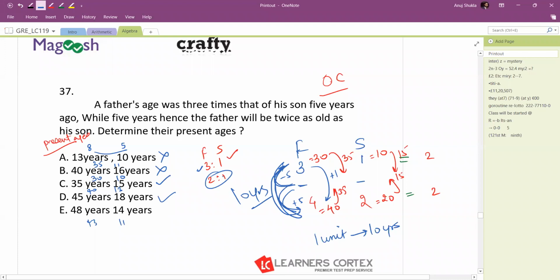So I've told you three methods. First method is normal, making equations and solving them. Second is solving by the ratio and proportion method, and third is option checking. Any doubt? Say something here, at least yes or no.